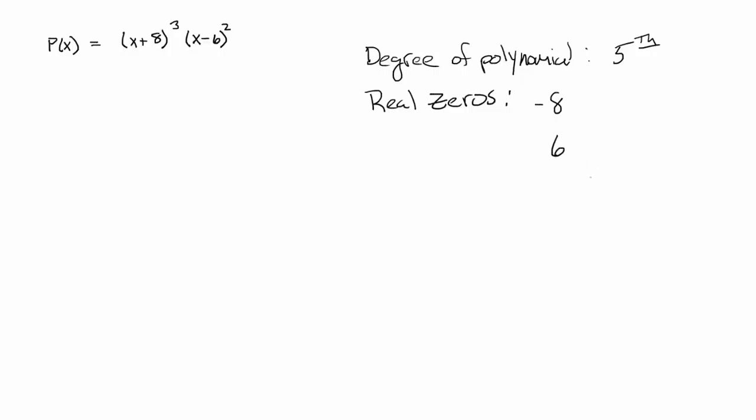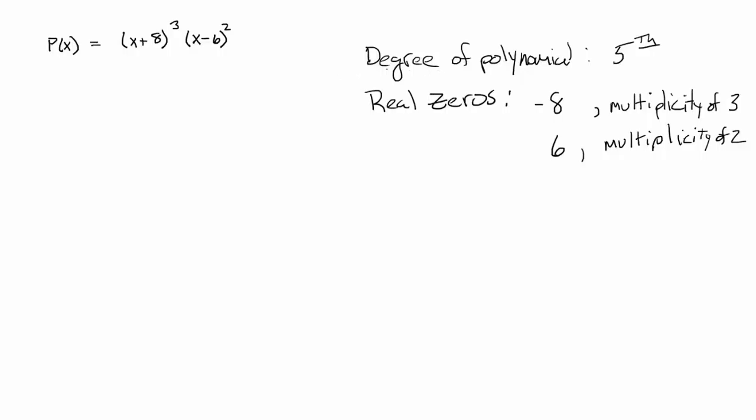And now the multiplicity is how many times that negative 8 would make this 0 if we wrote it out in linear terms. So we'd have x plus 8 times x plus 8 times x plus 8. So negative 8 is a multiplicity of 3. And 6 is a multiplicity of 2.